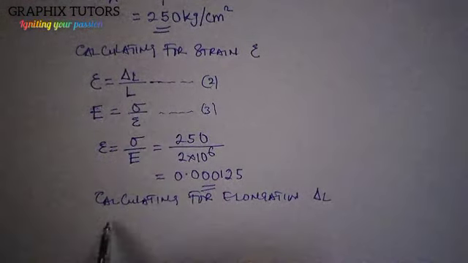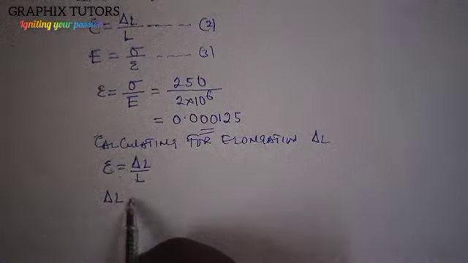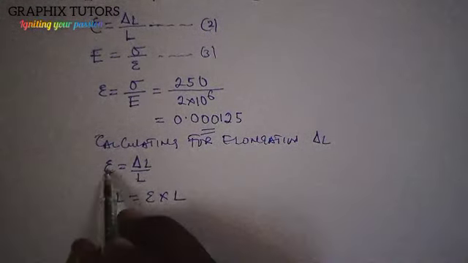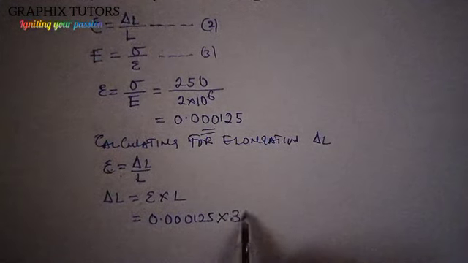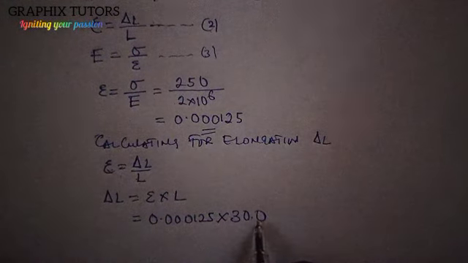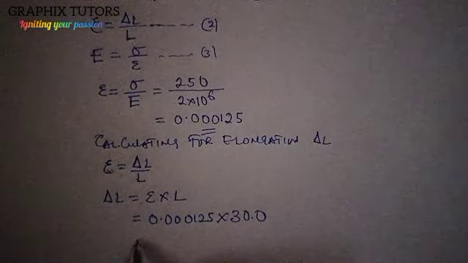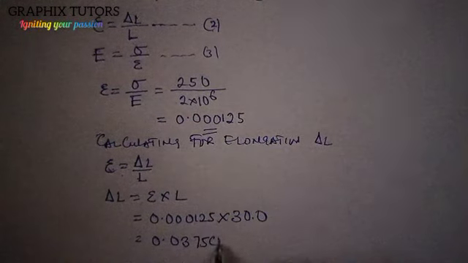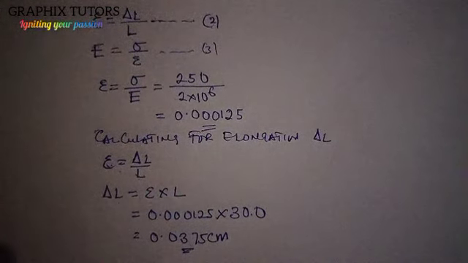So from here, we can cross multiply. Our delta L, which is the elongation, the change in length, will give us the strain times the length. Now, what is the strain here? The strain calculated is 0.000125 multiplied by the length, which is 300. If you do that very well, you are going to have 0.0375 centimeter. Now this is the elongation of the rod.